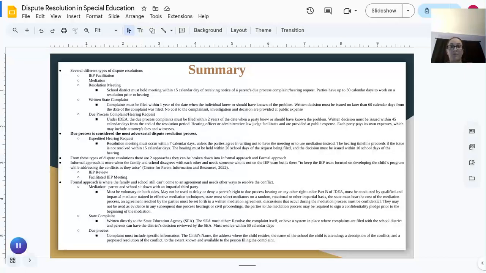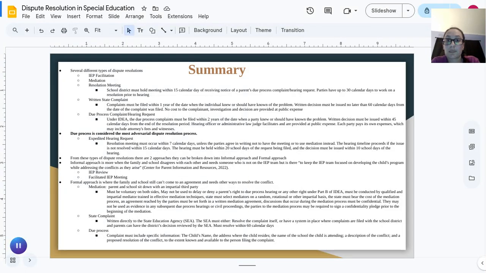So the IEP team or even the parents of this child may decide that they want their attorneys to talk for them or have people come forward and talk about what the child may need or what needs are being filled and how. Due process is considered the most adversarial dispute resolution process. So this is the more severe process or resolution that can be done.